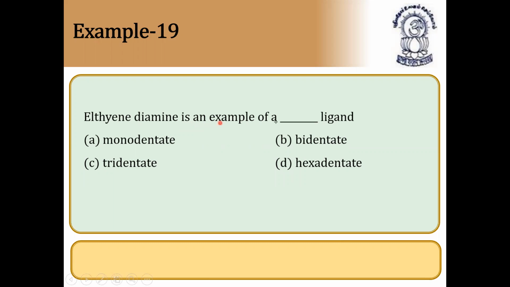Ethylene diamine is an example of, ethylene diamine is en. En is nothing but what? It is a bidentate ligand. So option B, straight question, it is option B. Yes. So answer is B.